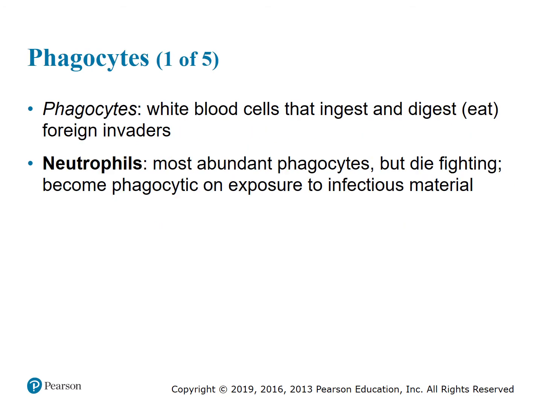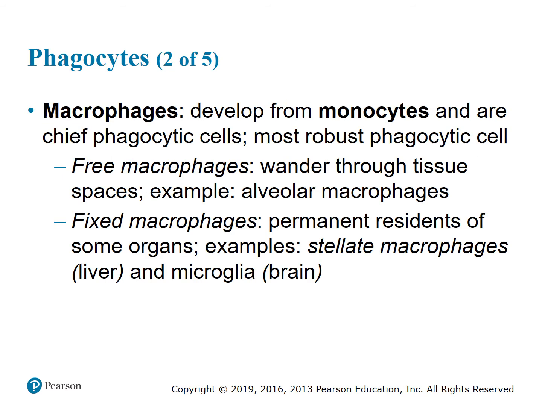Let's start looking at phagocytes. So phagocytes are white blood cells that ingest and digest foreign invaders. Neutrophils are the most abundant phagocytes, but die fighting. They become phagocytic on exposure to the infectious material. Another type of phagocyte is the macrophages. These develop from monocytes and are the chief phagocytic cells, the most robust phagocytic cell, in fact.